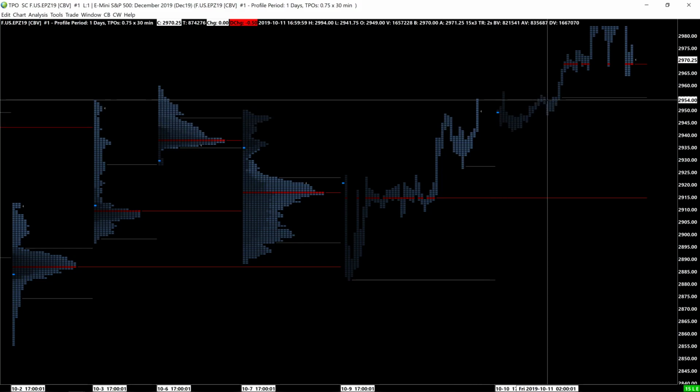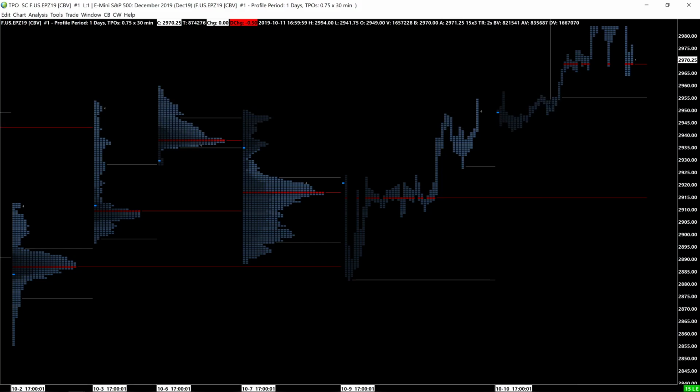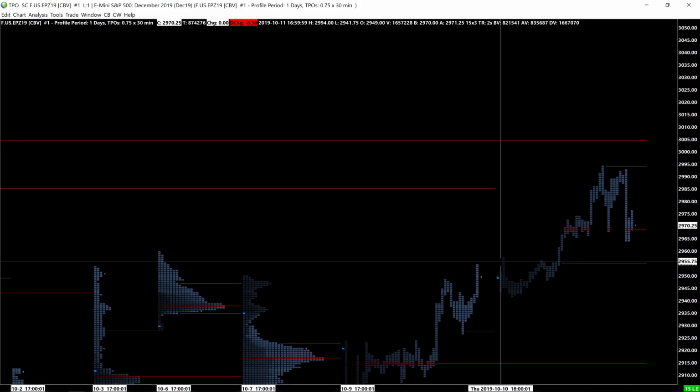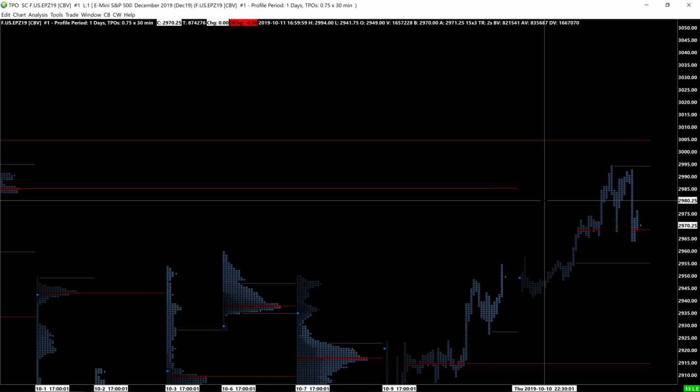We push up, and then we push back in, come down here. We're retesting that value area high from before over here, and then we ended up pushing up to create these new highs.